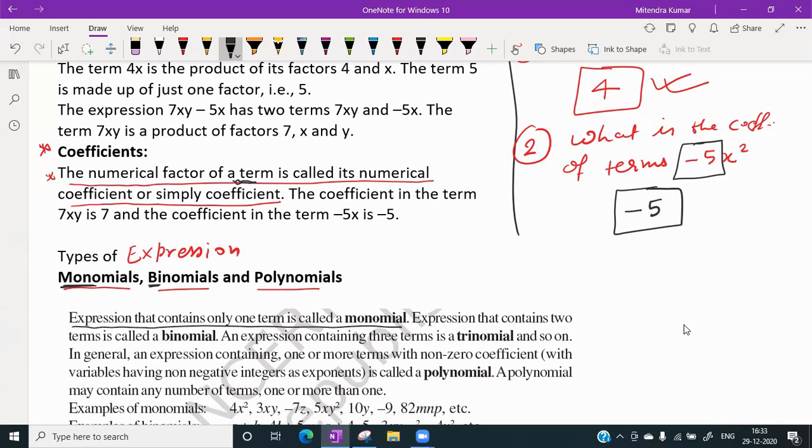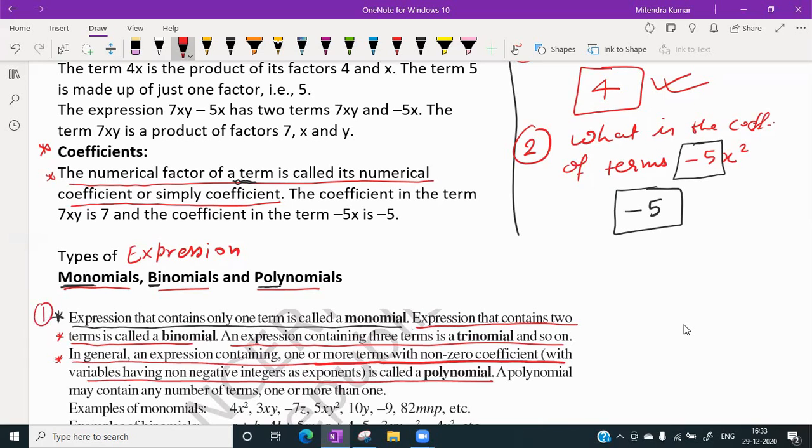मोनो का मतलब वन होता है, बाय मीन्स टू होता है, और पॉली मीन्स मेनी होता है ना? You have to write down in point-wise. One point you write like this, second point you write like this, ठीक है? And if there is a third term, then you can say trinomial, and so on. If there are multiple terms, or in general, if an expression contains one or more terms with non-zero coefficient, that is called a polynomial. Okay, so write down these 3 points. First is monomial, second is binomial, and third is polynomial.